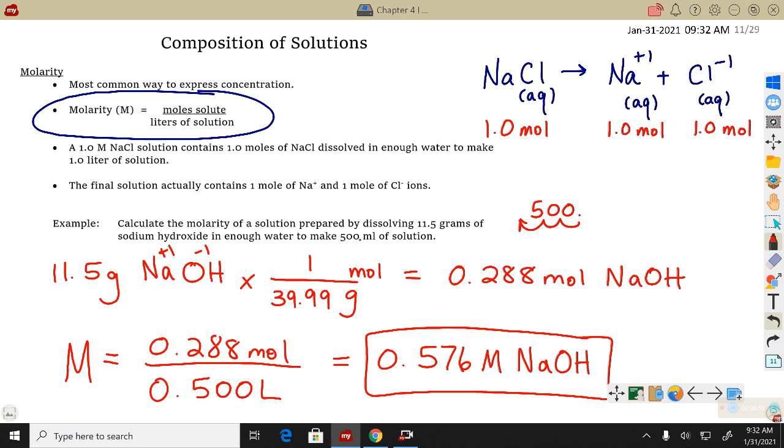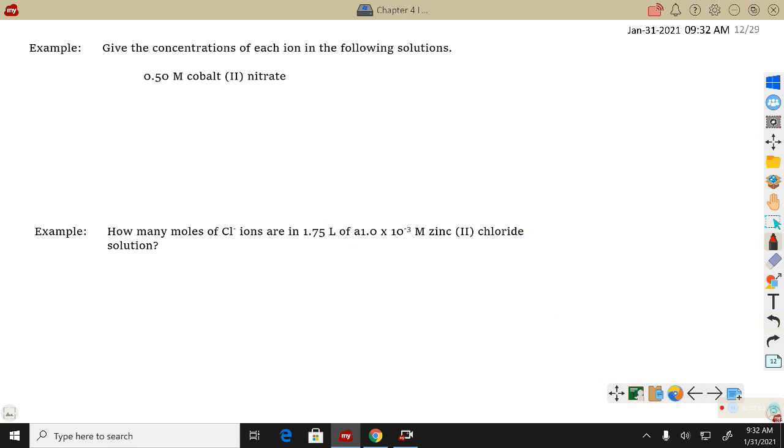Moles per liter. And this is all really common, that we may need to switch our mass to grams, and maybe we don't have a full liter of solution. Other ways that we can twist and turn this little equation. Give the concentration of each ion in the following solutions, which there's just one.